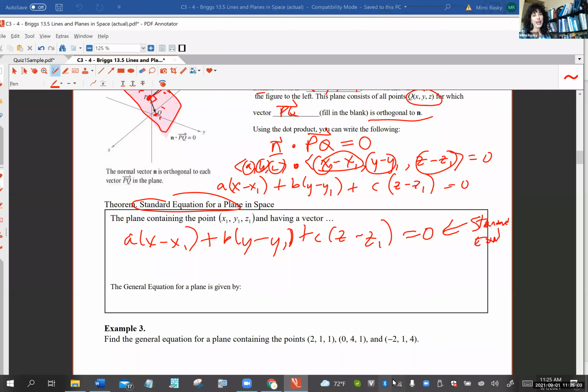One of my issues I have with this textbook. It's not my favorite textbook to teach Calc 3. There's a lot of weak points.